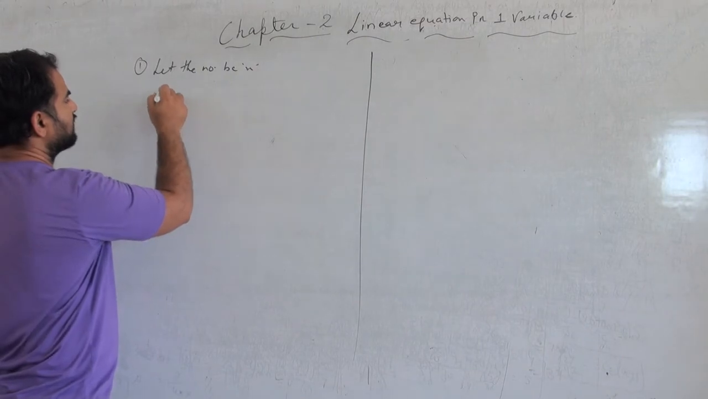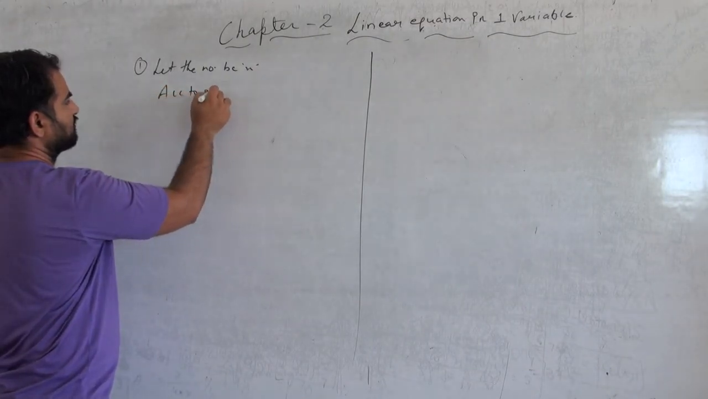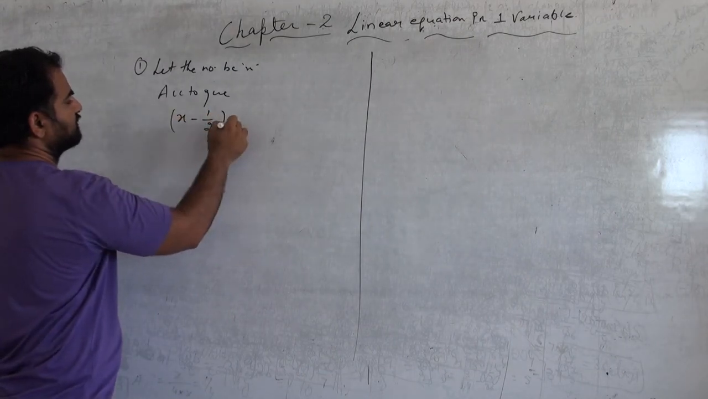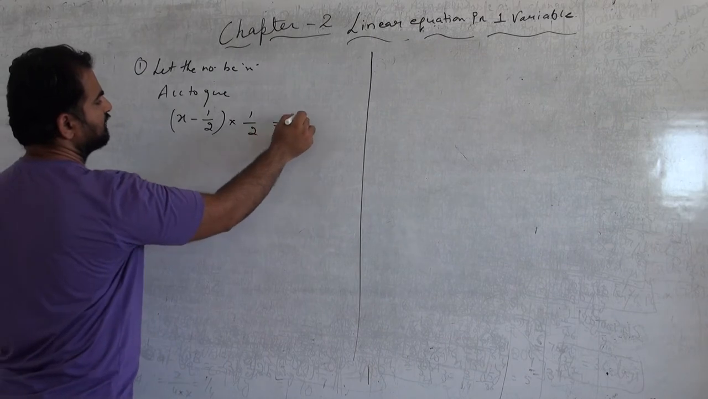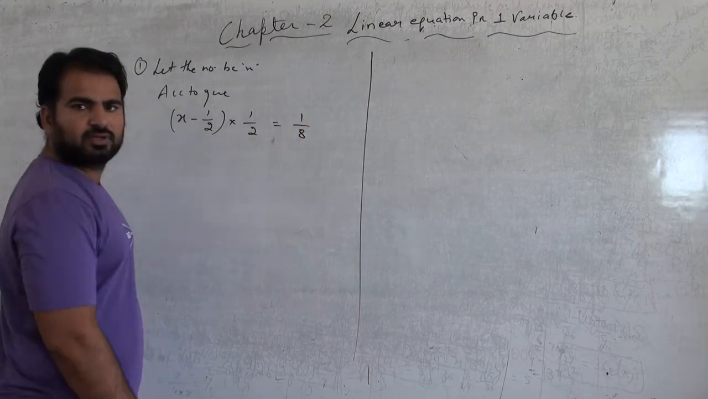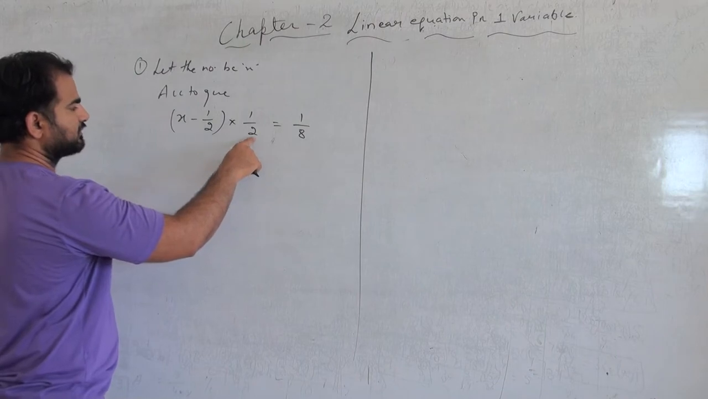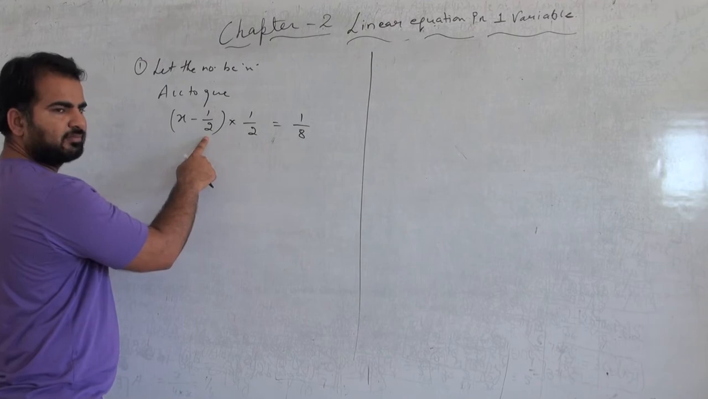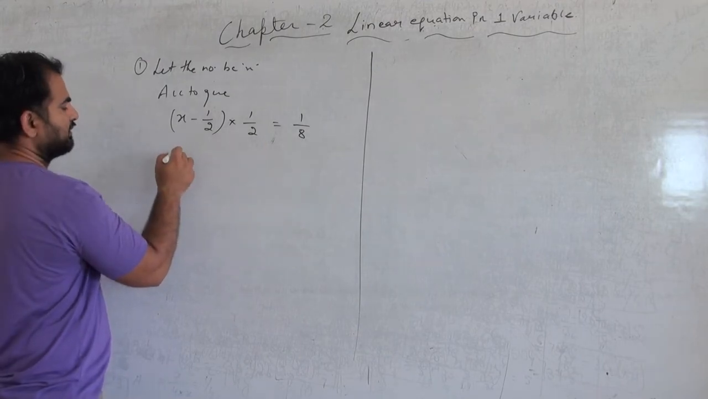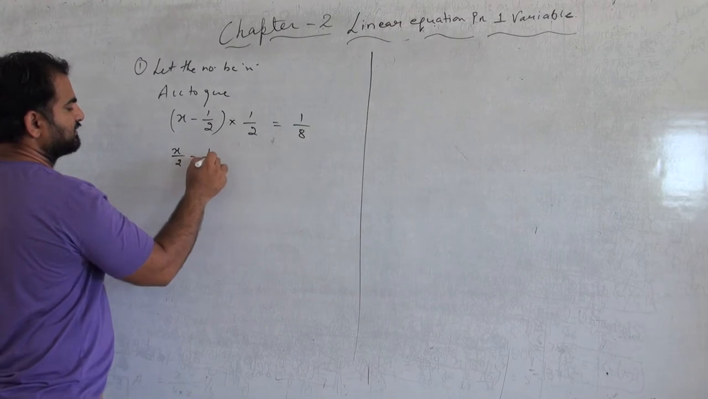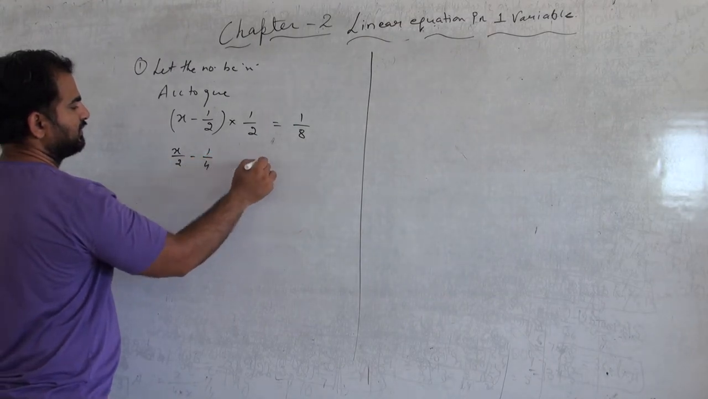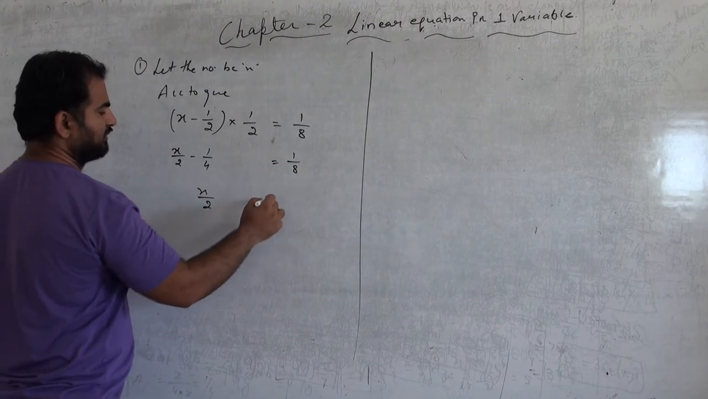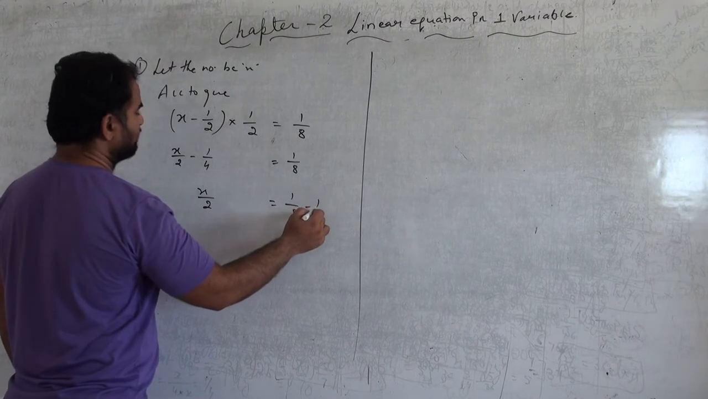So what we have to do according to the question: x minus 1 by 2 is multiplied by half gives 1 by 8. First this half will be multiplied by x, and then this 1 upon 2 will be multiplied by minus 1 upon 2. So it will be x upon 2 minus 1 upon 4 equals 1 by 8. So x upon 2 equals 1 upon 8 plus 1 upon 4.